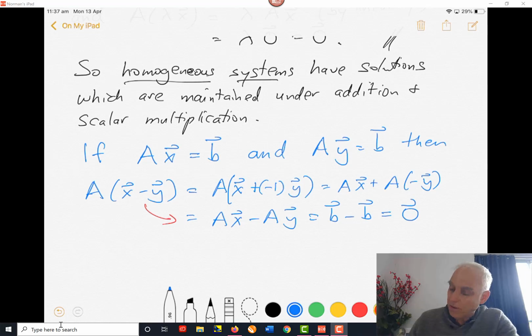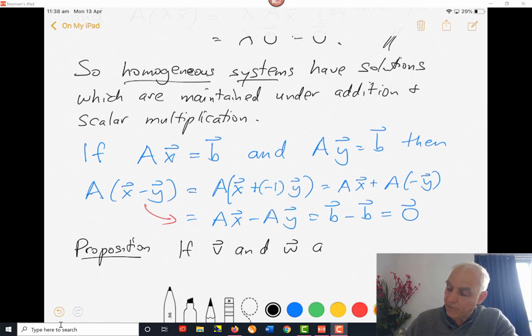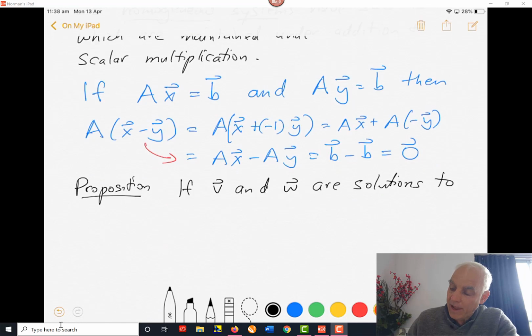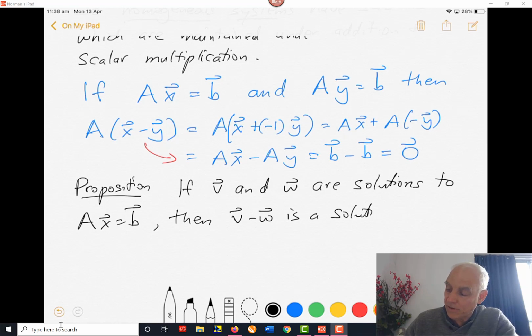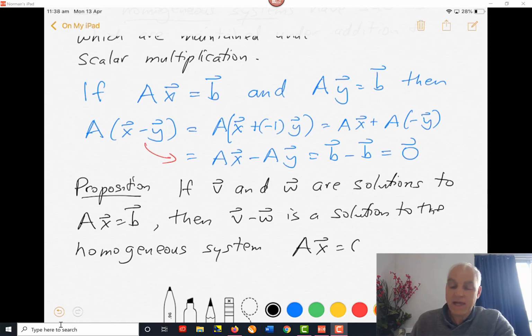All right, so we've just proven the following proposition. That if, say, V and W are solutions to the system AX equals B, then the difference, V minus W, is a solution to the homogeneous system AX equals 0. That's what we've just proven.